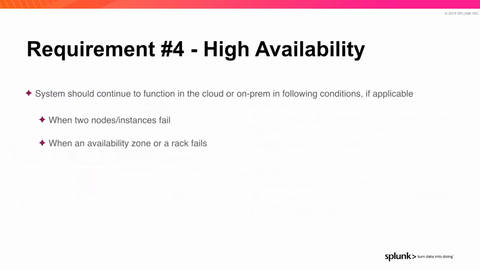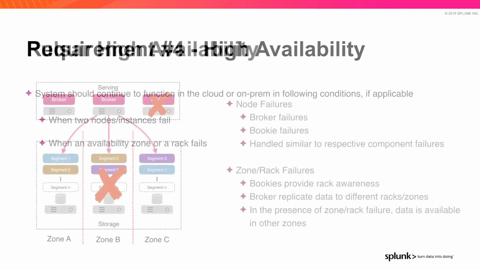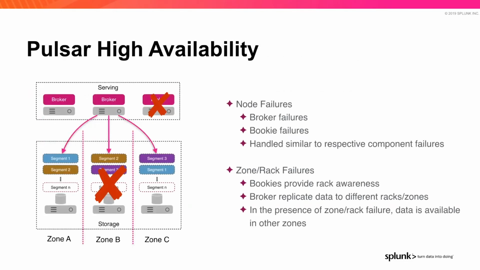So, high availability. The system should continue to function, in the cloud or on-prem, under the following conditions if applicable: when 2 nodes or instances fail, or when an availability zone or rack fails. Now we saw some of the broker failures and bookie failures. Now let us look at the deployment in the cloud, where you can have zone failures.